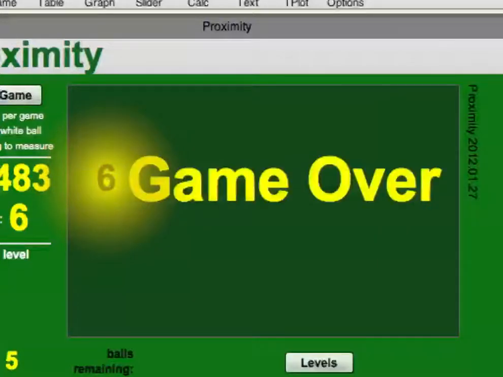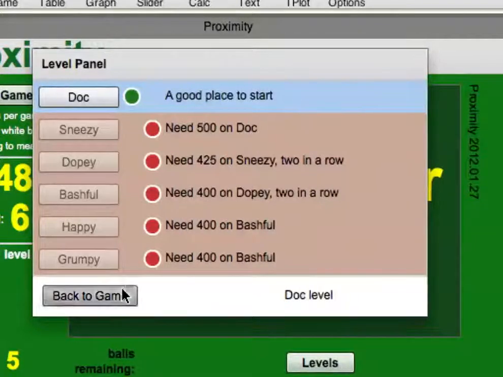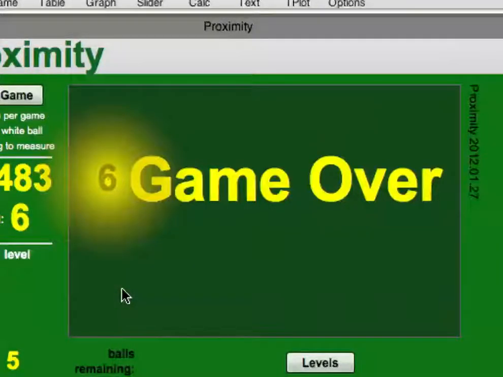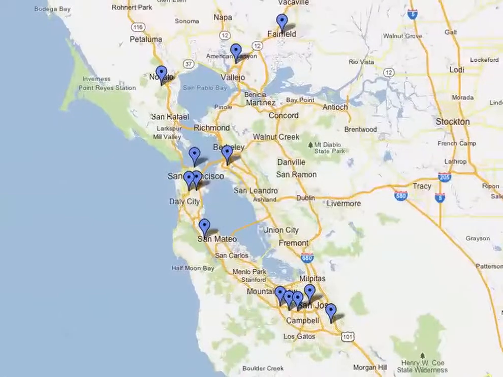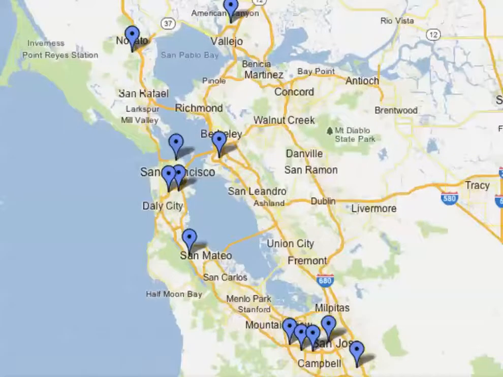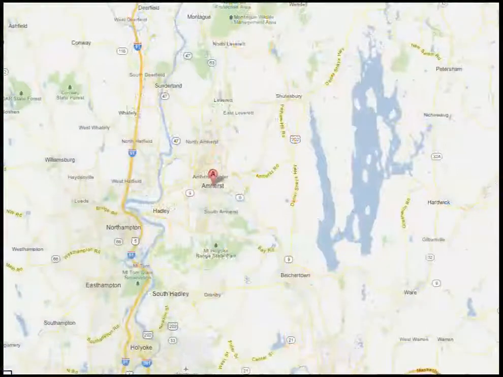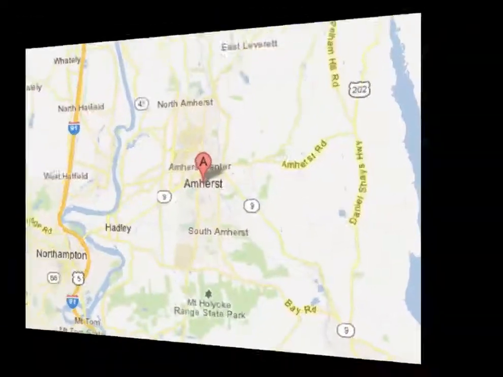Once you've mastered one level of the game, you move on to harder levels. So, how do you get this to work in a classroom? To figure that out, we've been field testing data games activities with 14 middle and high school math teachers in the San Francisco Bay Area. In 2012, we plan to field test middle school probability and data analysis activities in Massachusetts.